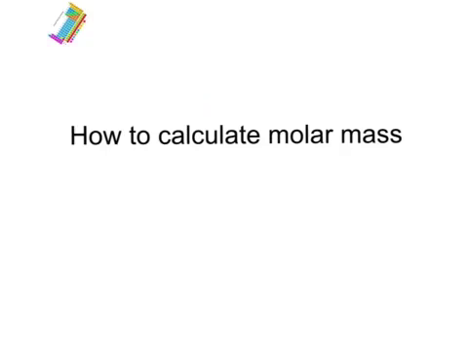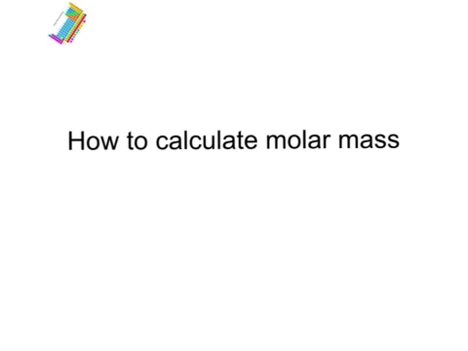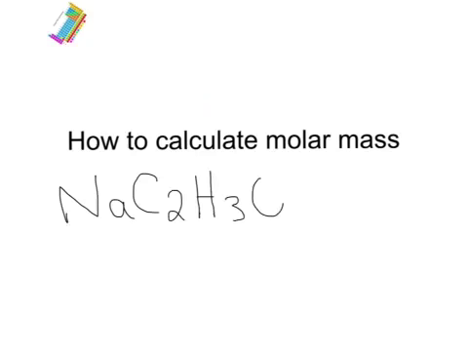So the two compounds that we are going to learn how to calculate the molar mass are sodium acetate, NaC2H3O2. And if you don't know, that's a polyatomic ion. And this is the polyatomic ion part, and that's called acetate.